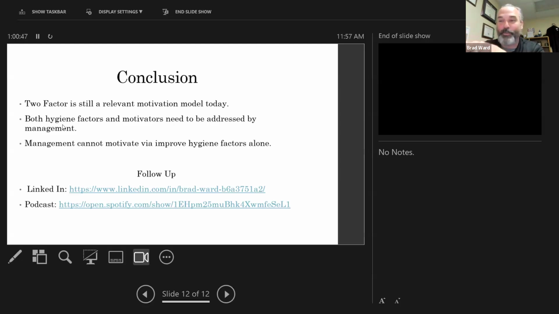And then a lot of bosses don't want to do that. When I was doing my bank study, I was trying to get into different companies, and you could tell somewhere like, we don't want to ask employees how they feel right now. So it's easier to quantify external factors usually. And so most managers will focus on the hygiene factors, but you also need to somehow address motivators, internals. And then finally, management cannot motivate with hygiene alone, like I said.